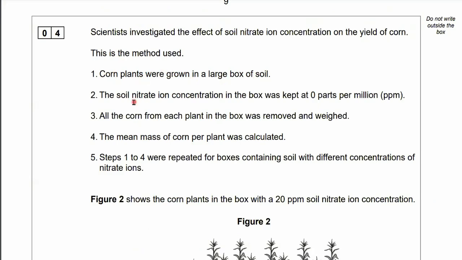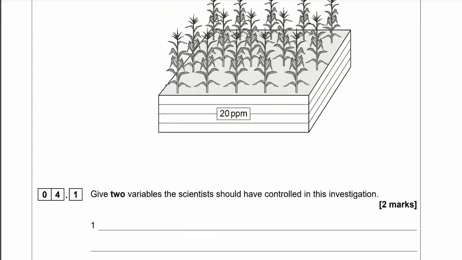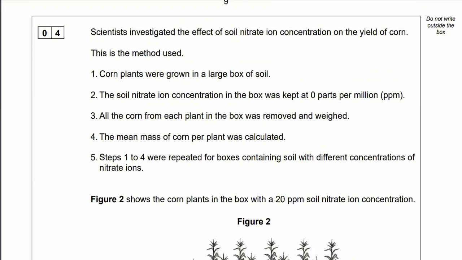Question 4. This method is used. Corn plants were grown in a large box of soil. Soil nitrate ion concentration in the box was kept at 0 parts per million. All the corn from each plant in the box was removed and weighed. The mean mass of the corn was calculated. Steps 1 to 4 were repeated for boxes containing soil with different concentrations of nitrate ions. Give two variables the scientists should have kept the same. So what should we have kept the same here?